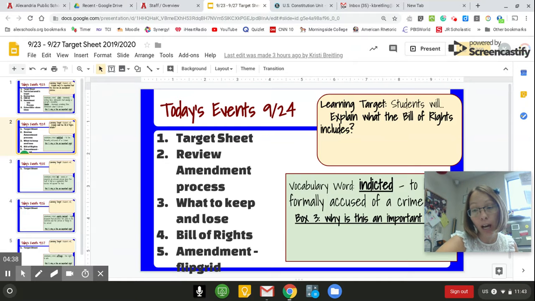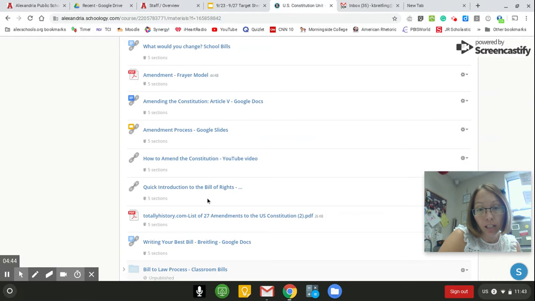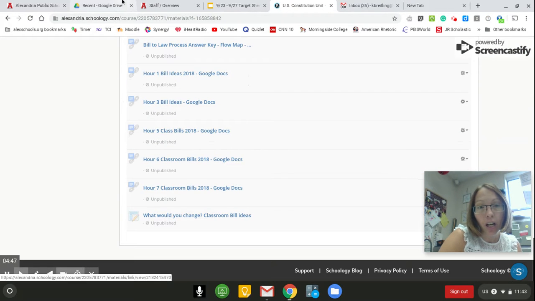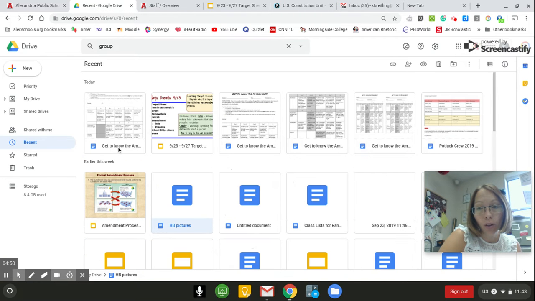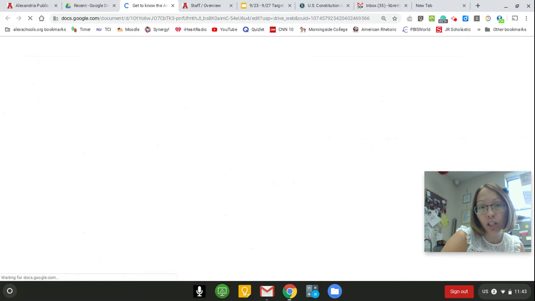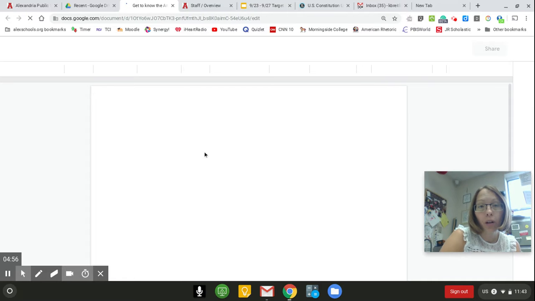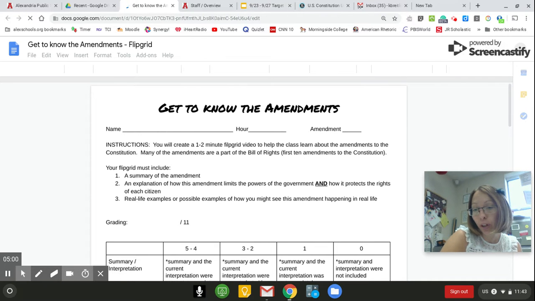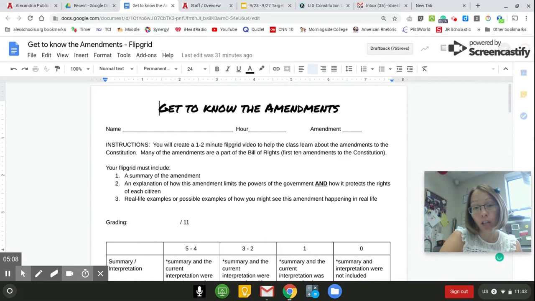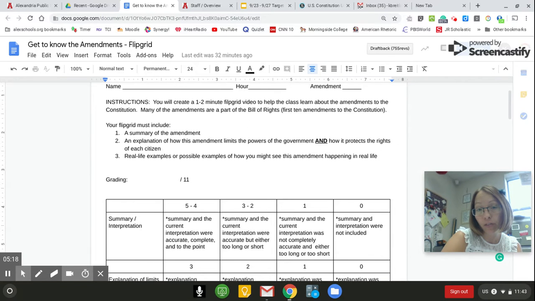So really today, everybody picked an amendment. And I don't know if I put it in here yet. Doesn't look like I did. But I'll pull up, I think it's this one right here, "Get to Know the Amendments." And tomorrow you'll want to grab the sheet from me. But this is kind of what you're going to be asked to do. We're actually going to be using an online website called Flipgrid. It allows us to video our answers, and then others can watch those answers. So here's what needs to be included in your Flipgrid. I mentioned the point breakdown for that.